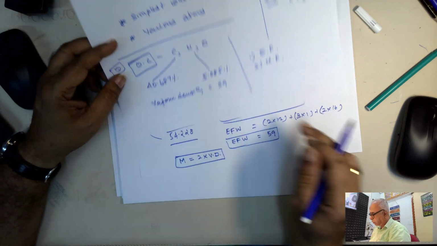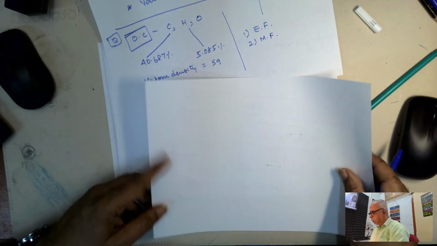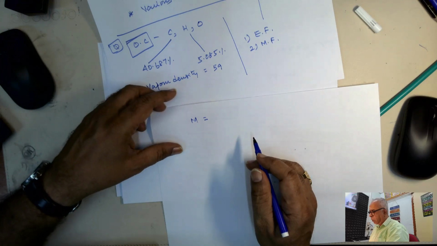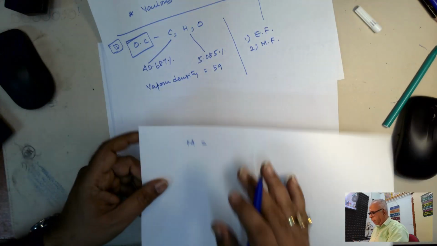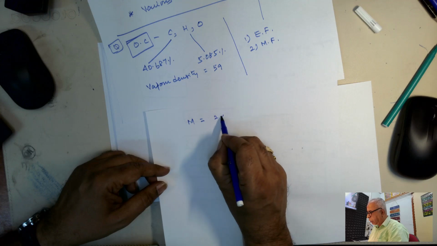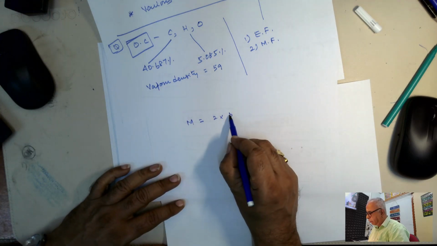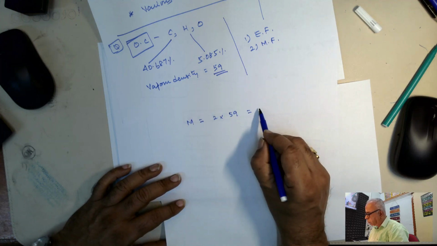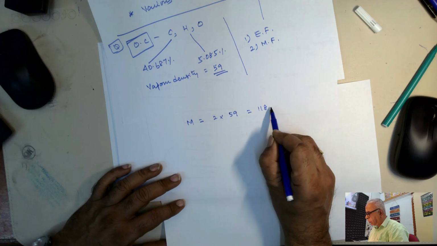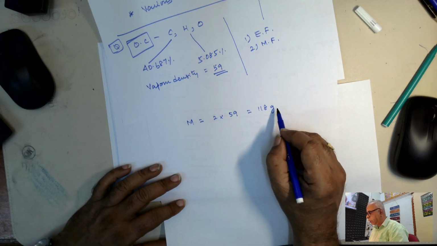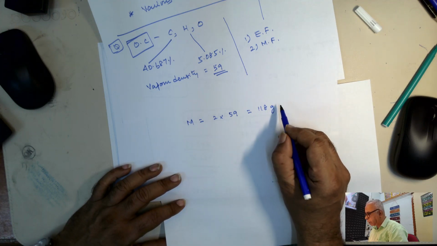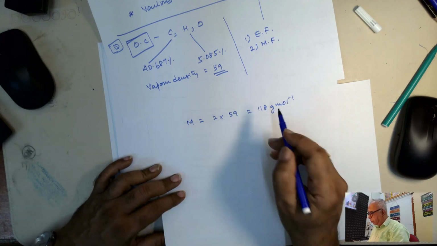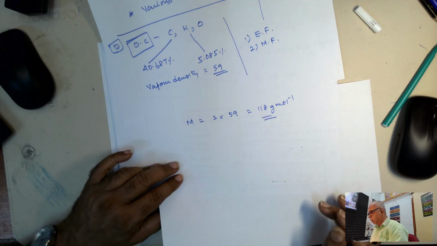Do you understand? Therefore, the molecular weight is equal to 2 into the vapor density. What is the vapor density given here? 59, right? It is given. Therefore, that is equal to 118. So it is clear that the molecular mass of the given organic compound is 118 grams per mole. So now we have got the molar mass.